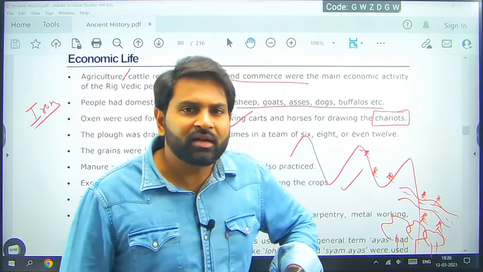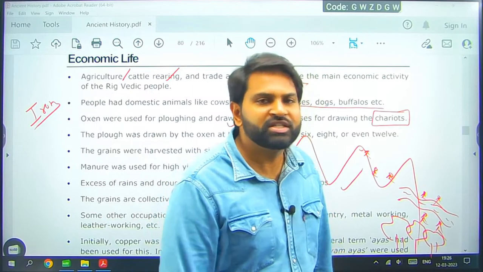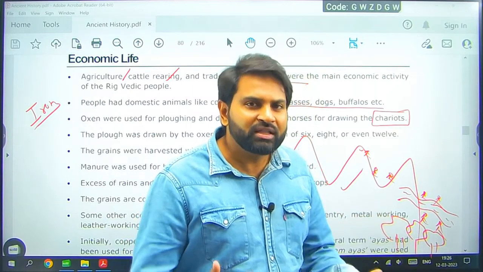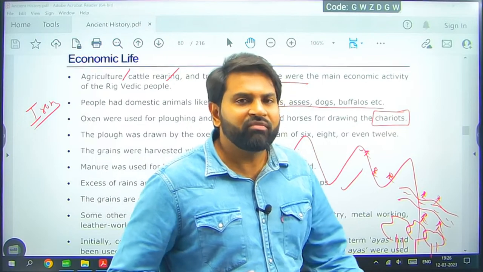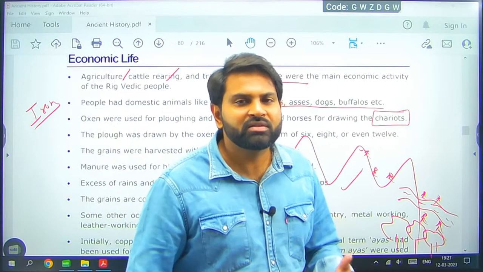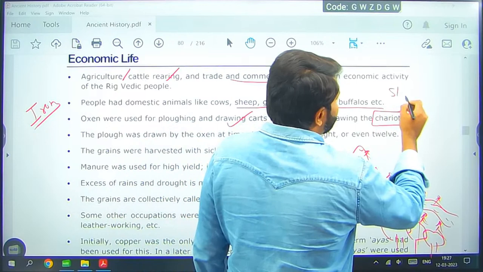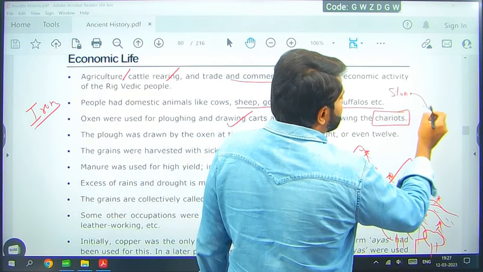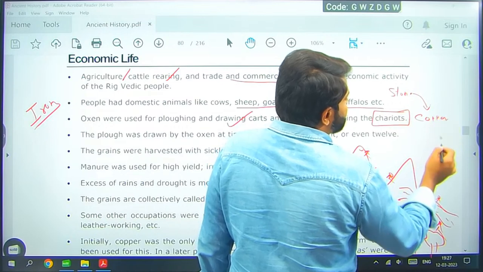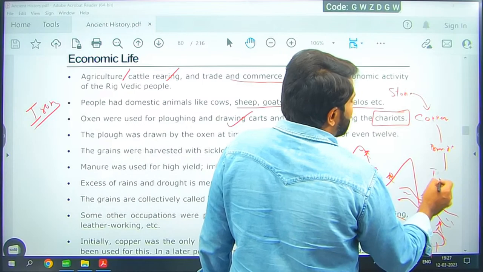Let us consider farther down to Uttar Pradesh and Bihar, these regions where there were dense forests. They had to clear these forests. So the kind of metals they started using gave them an advantage for a settled form of life. Initially what did they use? Stones. From stones they came to copper. From copper they started using bronze. From bronze they started using iron.